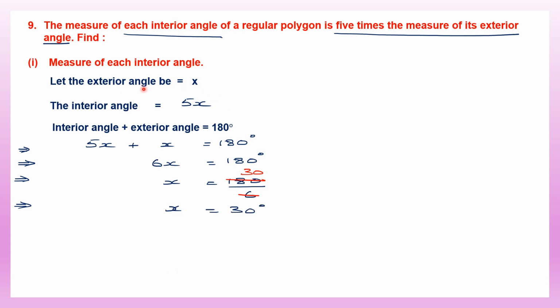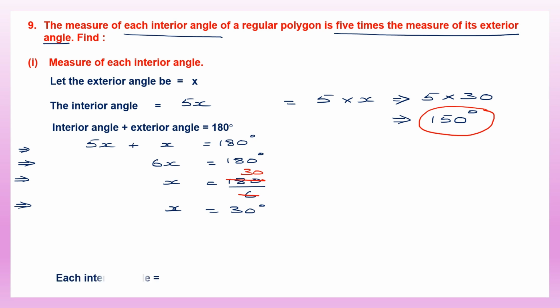And what is x? X is the exterior angle. Now we are asked to find each interior angle, and the interior angle is 5x. So if the interior angle is 5x, it means 5 into x, and x we found out to be 30 degrees. So 5 into 30. 5 threes are 15, so 5 into 30 is 150. So the interior angle is 150 degrees. So we have found the answer here. The interior angle is 150 degrees. So let's write that each interior angle is 150 degrees.